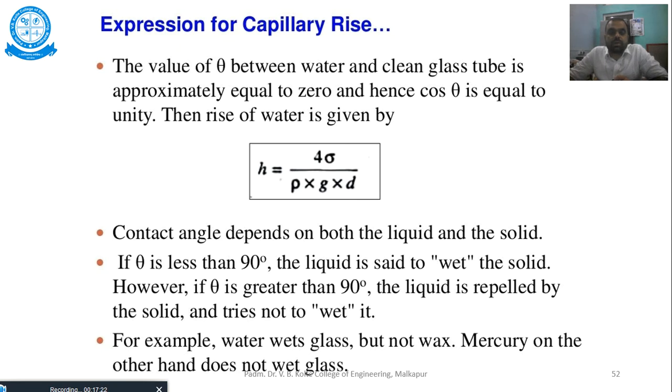So this is the standard value. H is equal to 4 sigma by rho g d if theta is very small. The value of theta between water and the glass tube is approximately equal to 0. Hence cos theta is equal to unity, and the rise of water is given by h is equal to 4 sigma upon rho g d. The contact angle depends on both the liquid and the solid. If theta is less than 90 degrees, the liquid is said to wet the solid. However, if theta is greater than 90, the liquid is repelled by the solid and tries not to wet it.